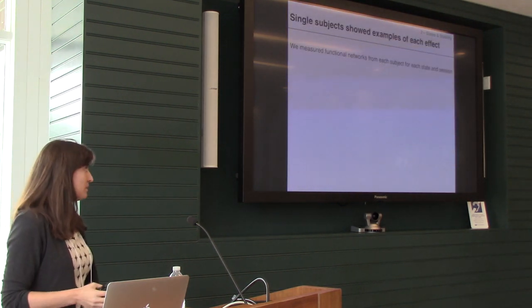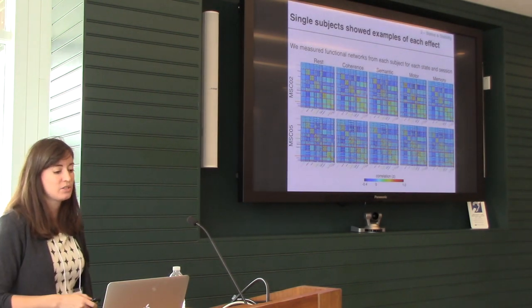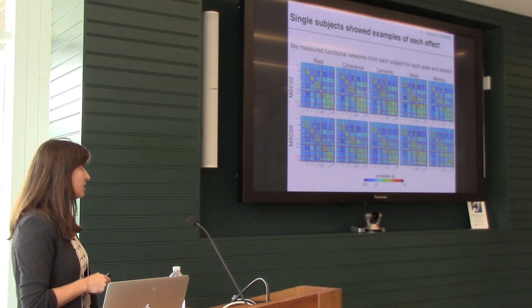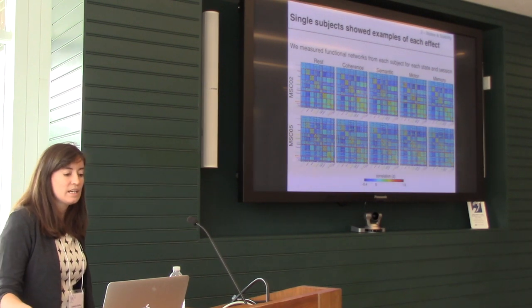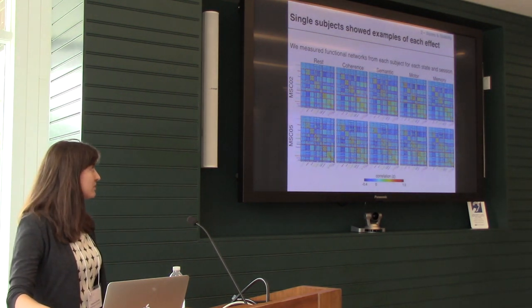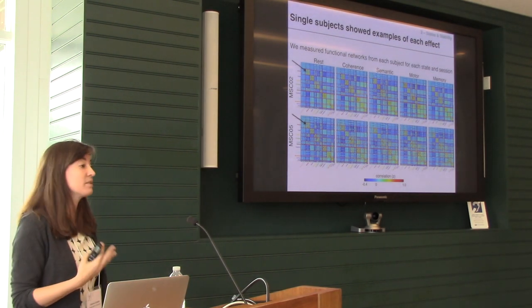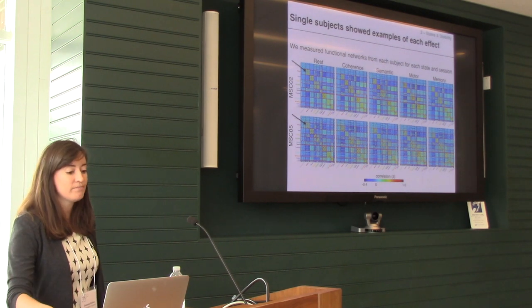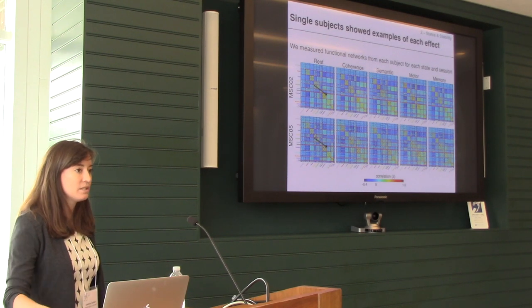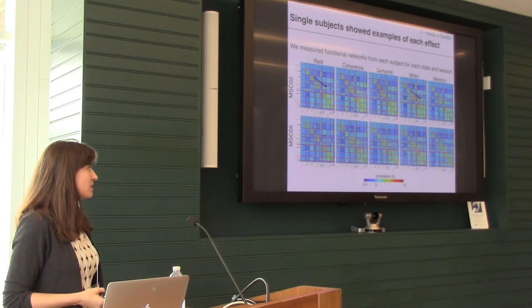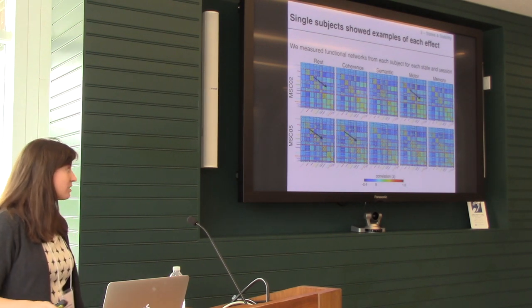So here we measured functional networks separately from each subject, from each state in each session. Just to show you two examples, this is the data from two different subjects across the five different tasks. And what you'll see are some examples of each of the effects. For example, both of these subjects have some block diagonal structure indicating that they have some commonality in their network organization. But there are also clear differences in the correlation matrices between these subjects, as well as within a subject across different sessions, for example, between the motor and rest session here, and between the coherence and rest session here.